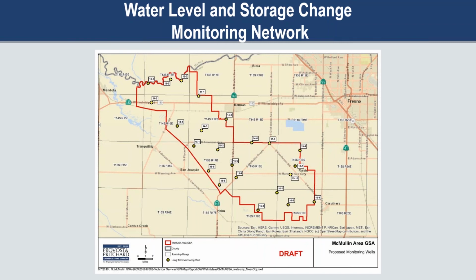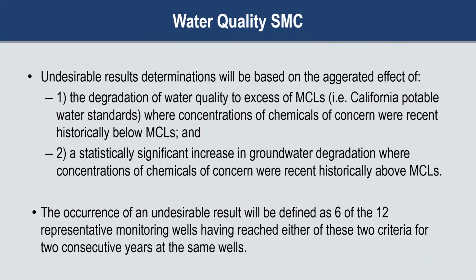So we will move on to the next sustainability indicator, which is the water quality. Along the top, we have undesirable result determinations, which will be based on one of these two options. The first one is the degradation of water quality to exceed the maximum contaminant levels or the California potable water standards, where concentrations of chemicals of concern were historically below the MCL.